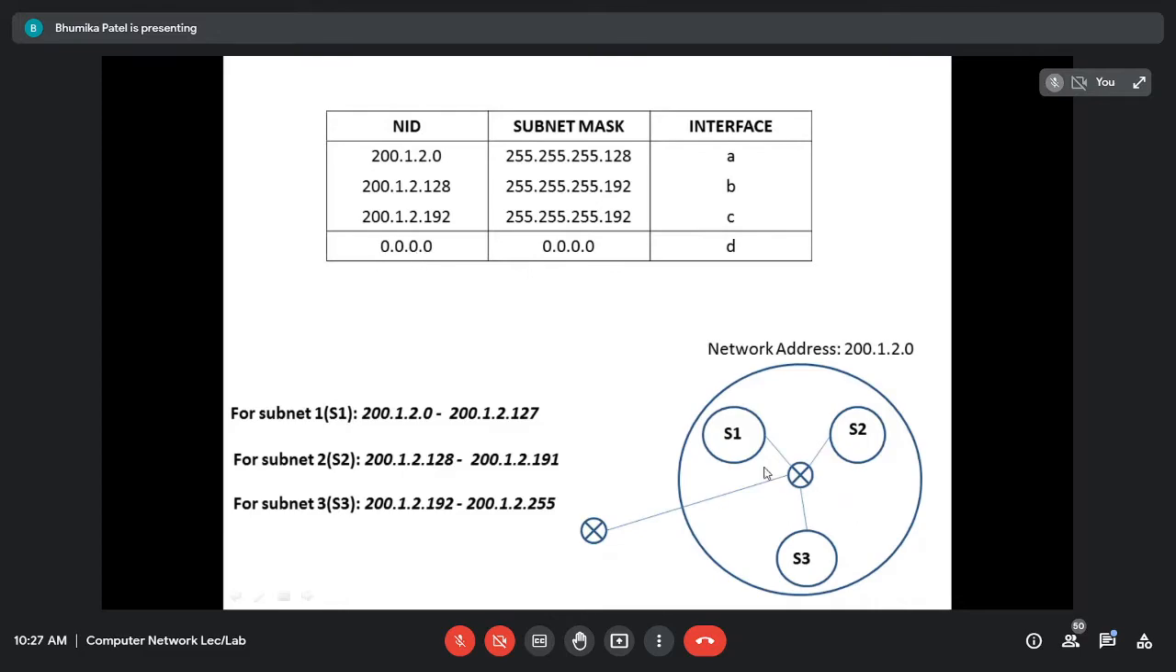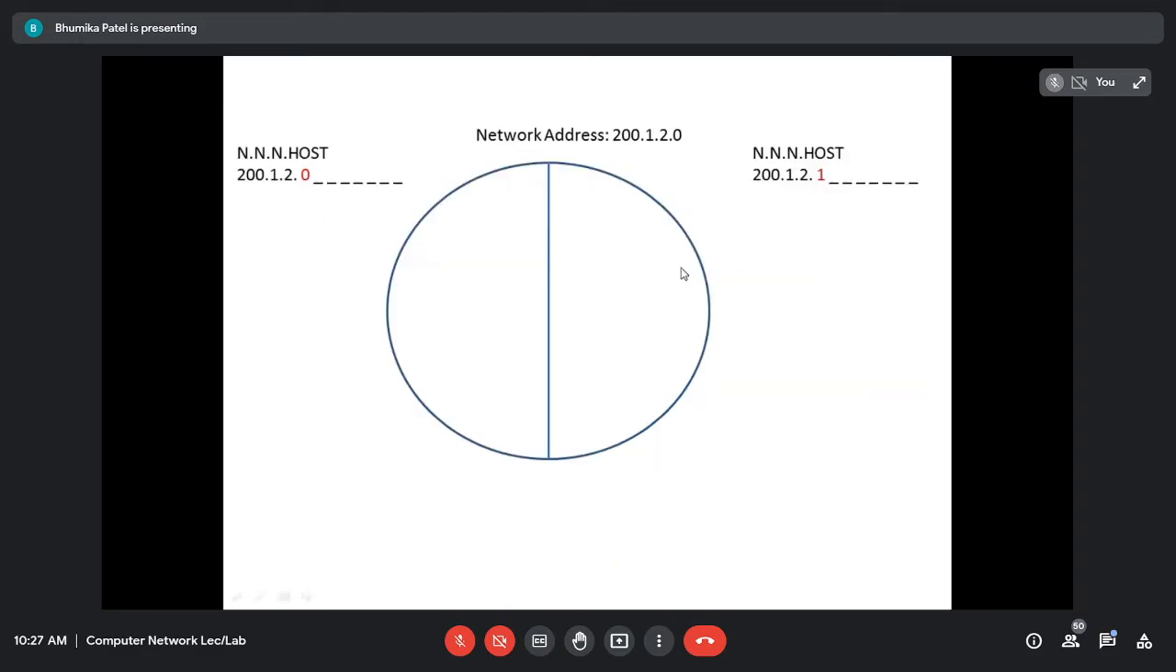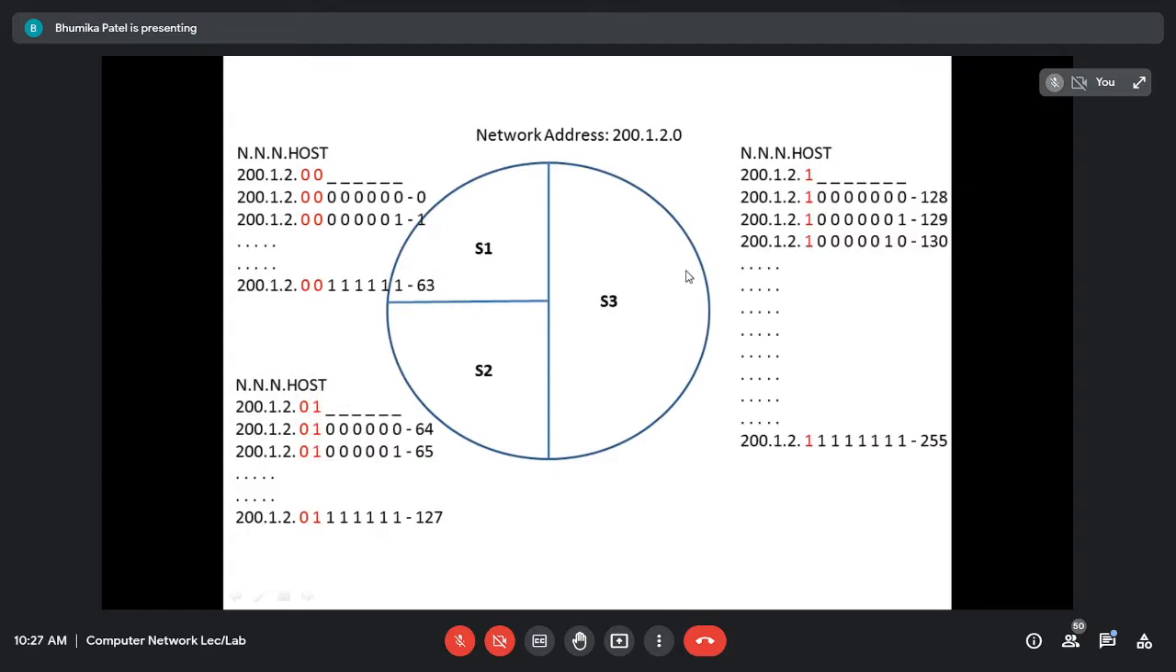That is, any packet we want to send outside this network will be 0.0.0.0. We are not using any subnet mask, and here the interface is D. That means we have to send it outside the network. That we will see in the theory portion. Okay, so this is the routing table for this particular router, this internal router. I have already shown you like this, right? If I divide my first part, it will be like this.